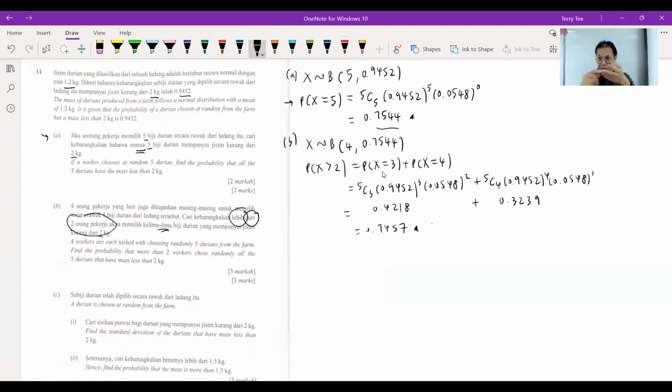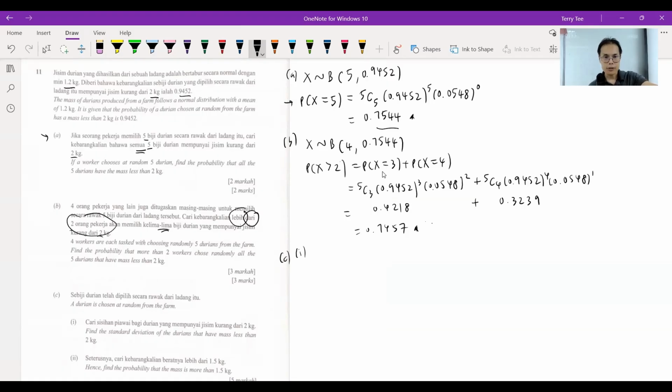So it's easier than typing in a calculator, because you type the calculator one by one, a lot of brackets you have to open and close and so on, right? Okay, so this part A and B, they're all binomial. Part C is a normal distribution. Okay, so first, sebiji durian telah dipilih dari ladang, so cari sisihan piawai.